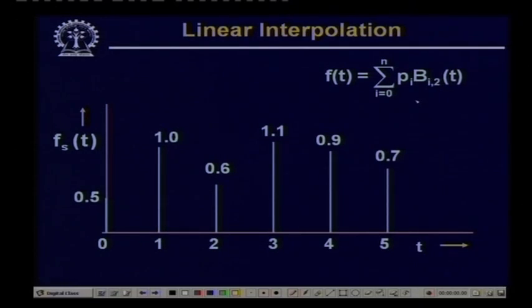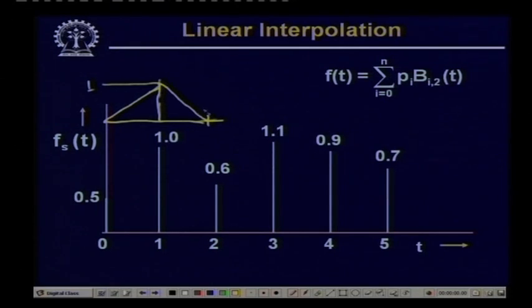You find that we have said that B i 0 t is nothing but a linearly increasing and decreasing function. So, if I plot B 0 2 t, it is a function like this, which increases linearly between 0 and 1. At 1, it reaches a value 1, and then from t equal to 1 to t equal to 2, the value of B 0 2 t decreases linearly and becomes 0 at t equal to 2.